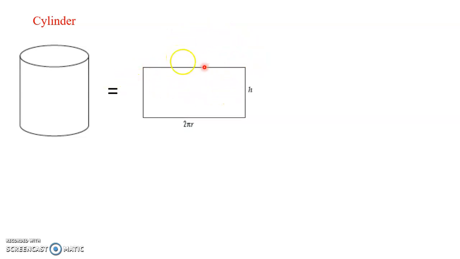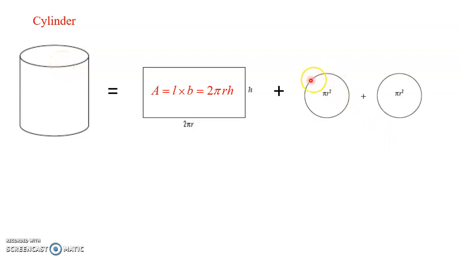Further to taking out that rectangle, I need to know the area of this rectangle. And the area is the length multiplied by the width. In this case, it's 2 pi r multiplied by h. Also, deconstructing the cylinder left me with the circular top and the circular bottom, and the area of a circle is pi r squared. So the surface area of this cylinder is the area of the rectangle plus the area of this circle plus the area of that circle.